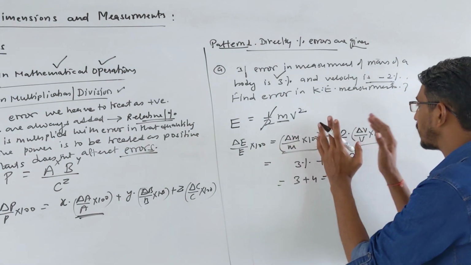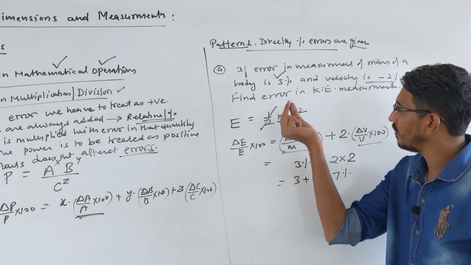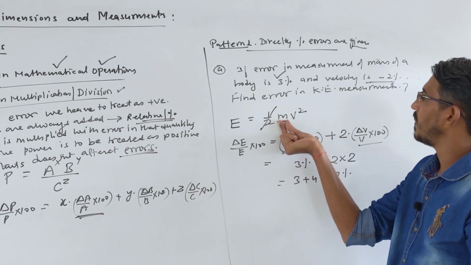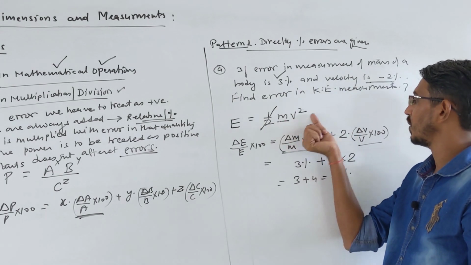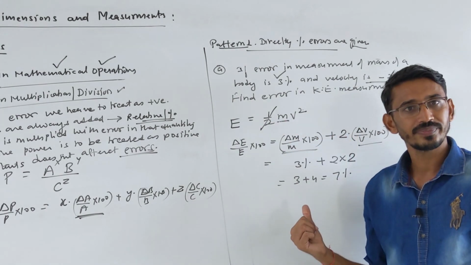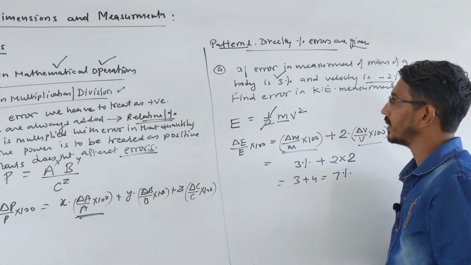Okay, once you understand this process, you don't need to write all this long. If percentages are given, it becomes very simple. Just look here. What's the error in m? 3%. 3 plus 2 into the error here, 2%. 3 plus 4 means 7% directly, right? But this is the correct way to write. We'll talk about some more examples of this, okay?